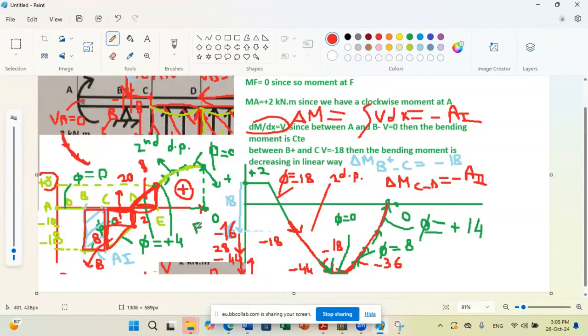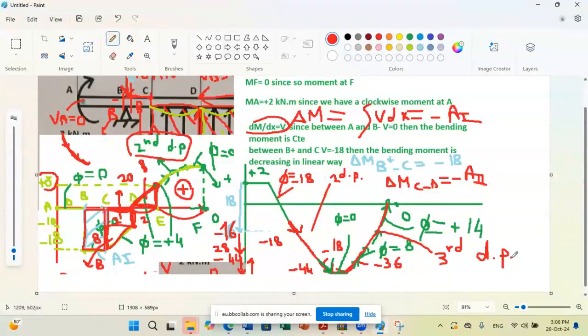And what is the type of parabola here? What is the type of parabola for bending moment? Power 3. From E to F, is it second degree or third degree? Third degree. Power of 3. Very, very good. It's a third degree parabola. Why? Because between E and F, V is second degree parabola. And since M is the integral of V, so it's one order larger. So if V is second degree parabola, M is third degree parabola.